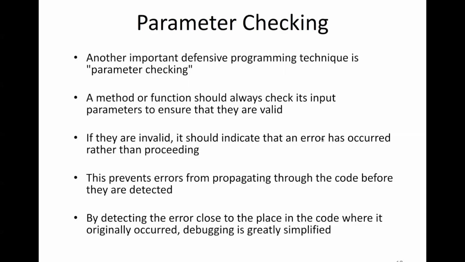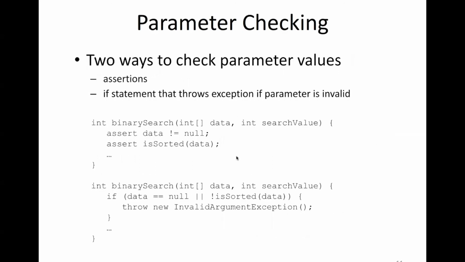So we want to check that as close to where it occurred as possible, which is when it was passed in. So there are two ways to do parameter checking. We can either do it with asserts. Not all asserts check parameters, but a lot of them do. So these two asserts, we're checking the parameter. So that's one way we could do it. The other way is we could throw an exception if our assumption is not satisfied or if they're not okay.